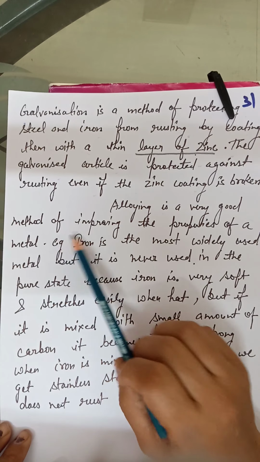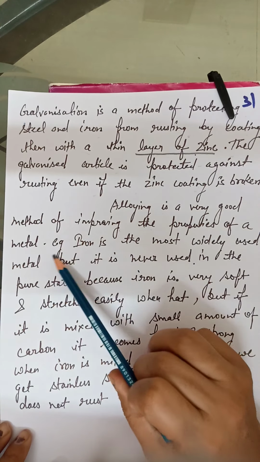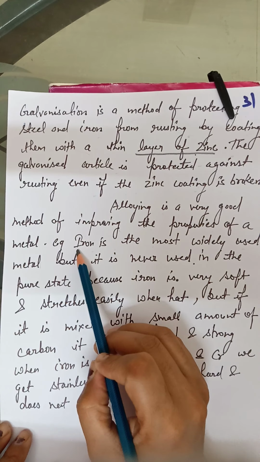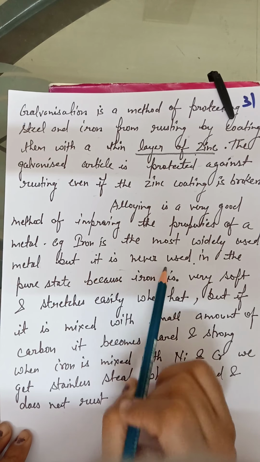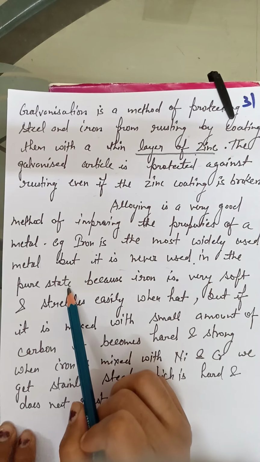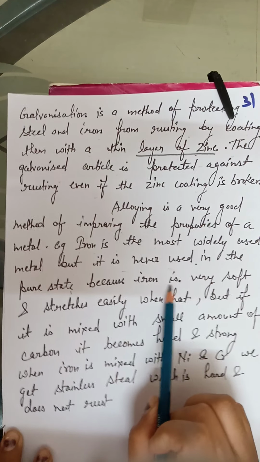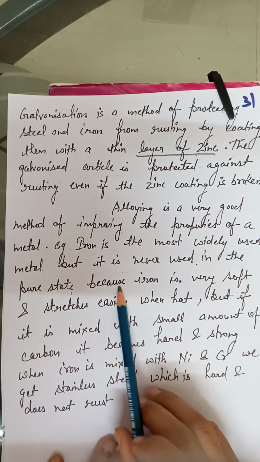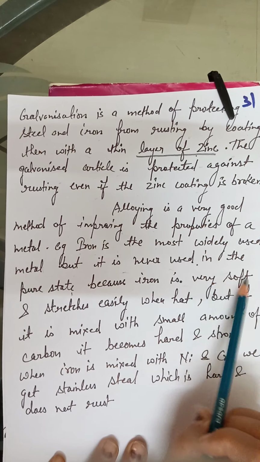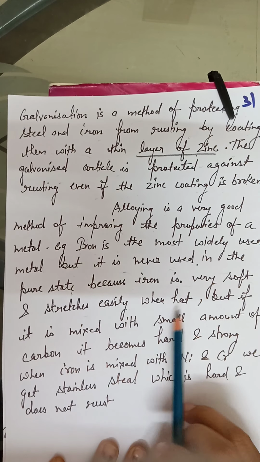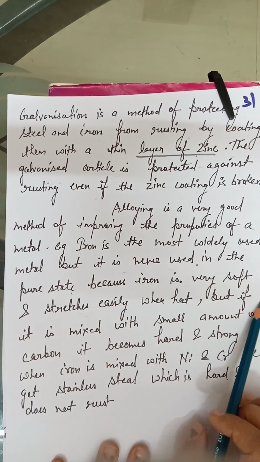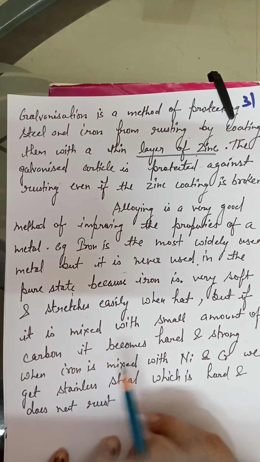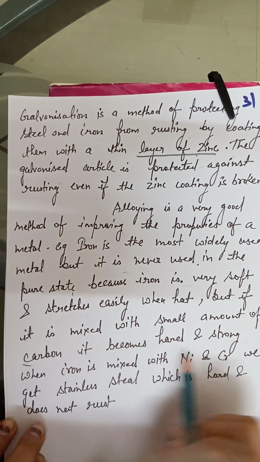So the next one we have is alloying. Alloying is a very good method of improving the properties of a metal. For example, iron is the most widely used metal, but it is never used in the pure state, because iron is very soft. In the pure form it is a soft element and stretches easily when hot. But if it is mixed with a small amount of carbon, it becomes hard and strong.